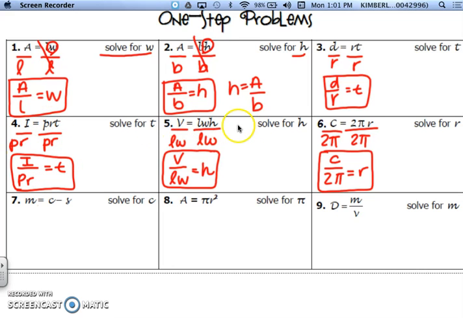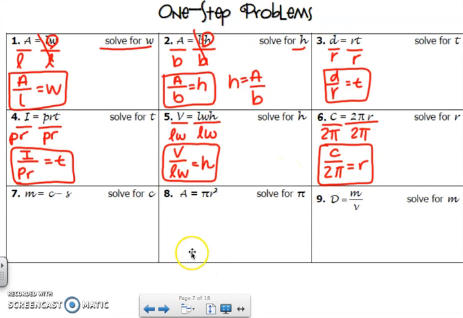Same thing on number 5. You can divide by L and W at the same time and get V over L, or V divided by L over W equals H. Same thing with 6, it's just the number 2. Same thing, divide by 2 and pi to get R by itself, and then rewrite those problems.